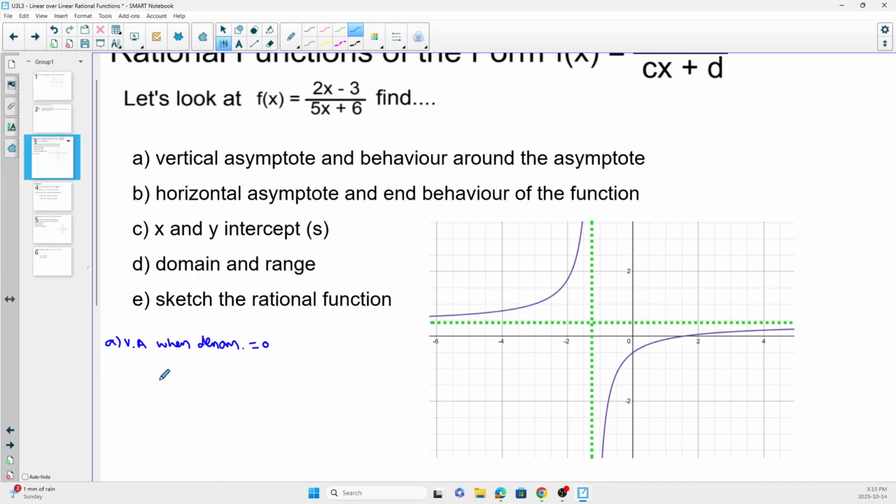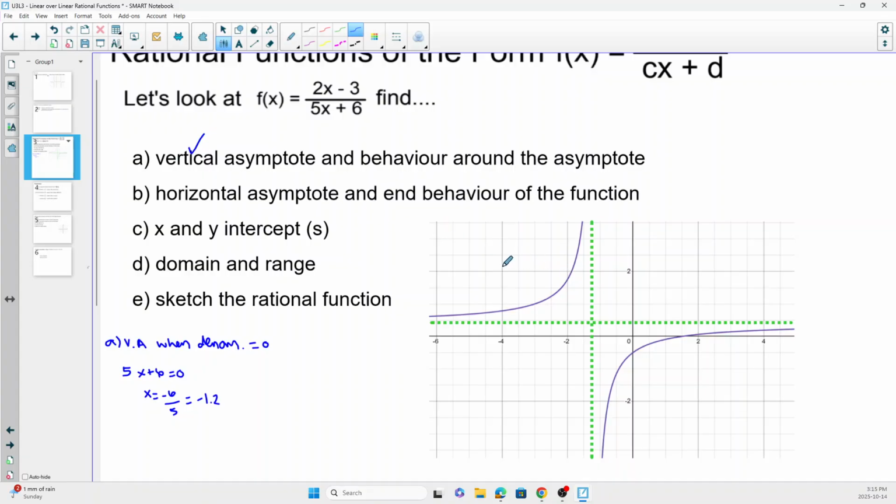That hasn't changed. So we're still going to say, okay, when 5x plus 6 is equal to 0, we do the opposite operation, so -6 on both sides, divide by 5 on both sides. x is equal to -6 over 5, which is -1 and 1/5, which is -1.2, which is just a little bit further than -1. So at -1.2, we see a vertical asymptote. That is one really important piece of information.